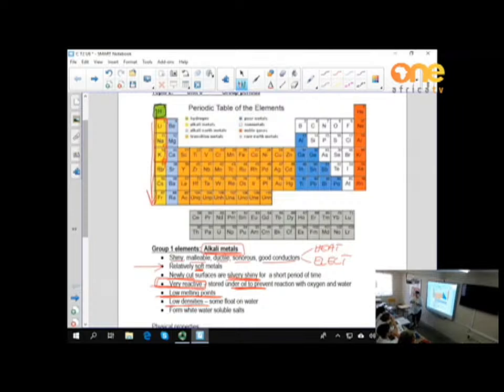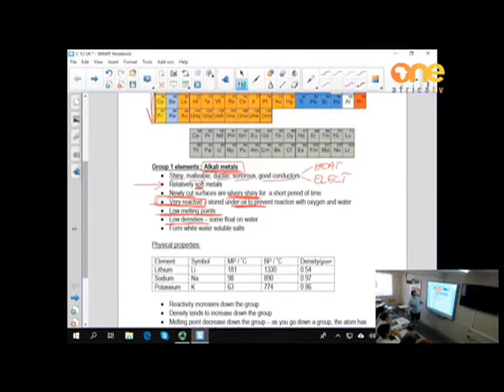As it runs on the surface, sometimes you can see a little trail in the water of a milky color. It almost looks like a little bit of smoke. But that is the sodium hydroxide that dissolves in the water. It makes it slightly milky. So they are very reactive. They have low melting points. They have low densities. Some of them will float on water.